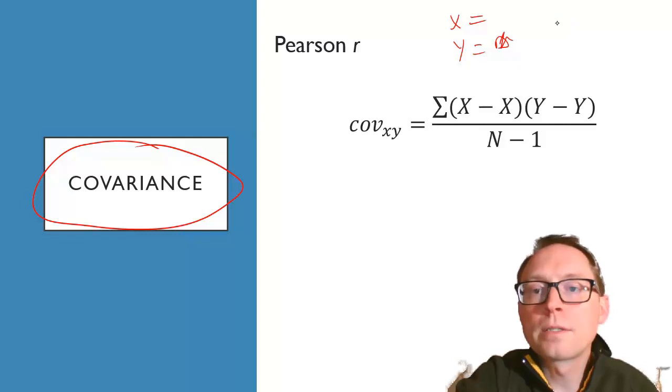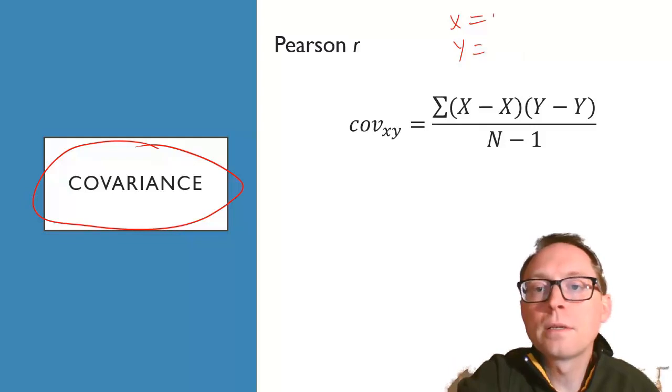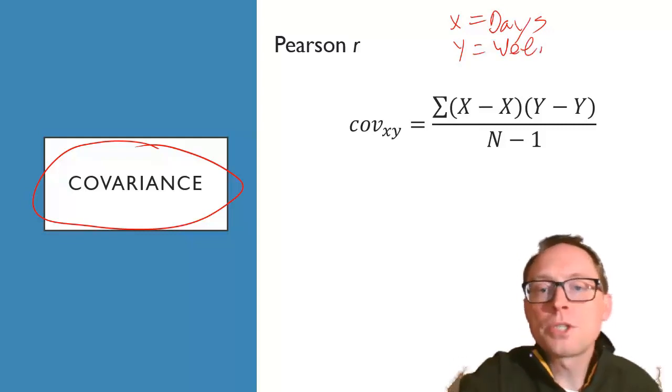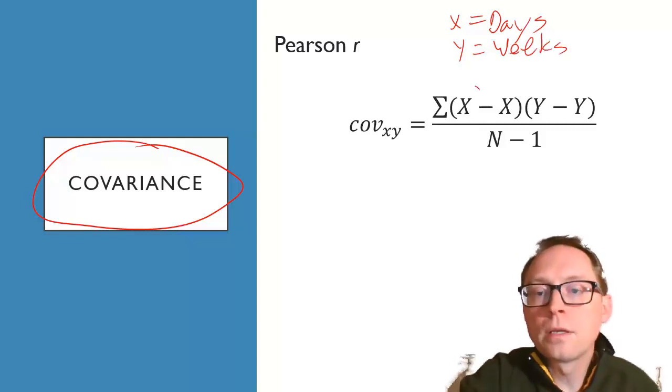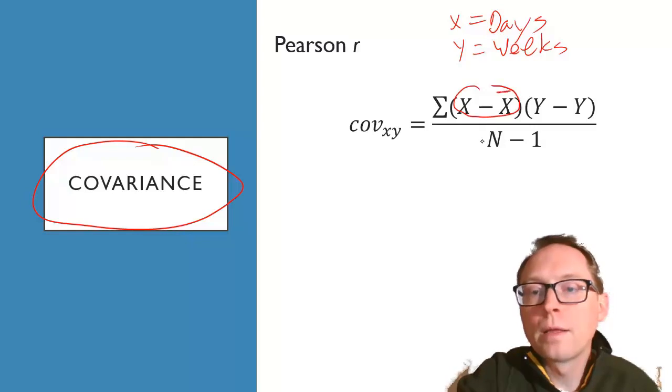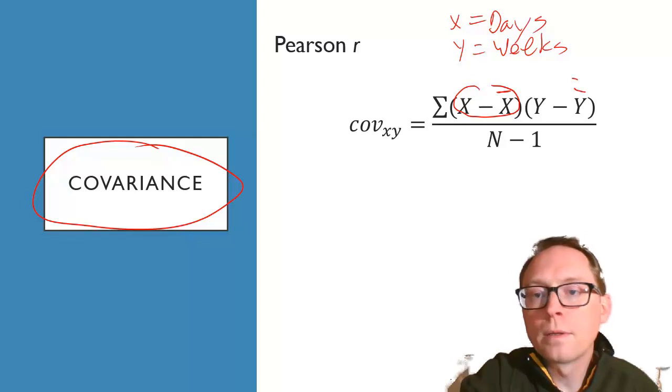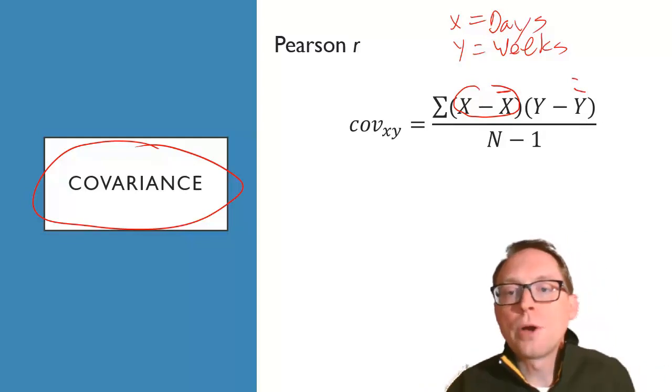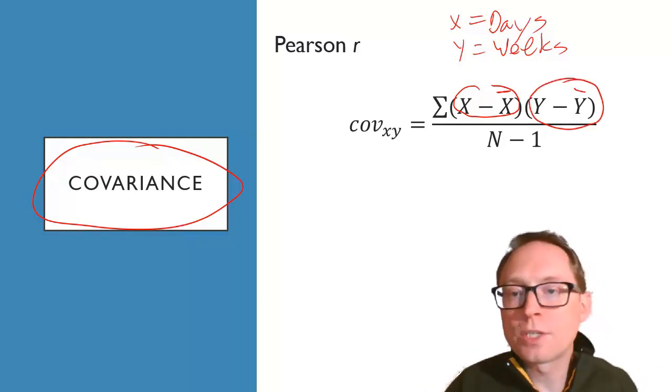Okay, x equals days and y equals weeks. All right. Then you'll see here that this should say x bar, by the way. It's x minus x bar and y minus y bar.